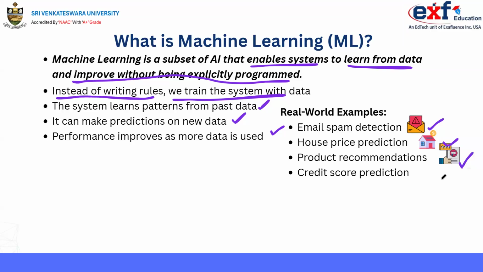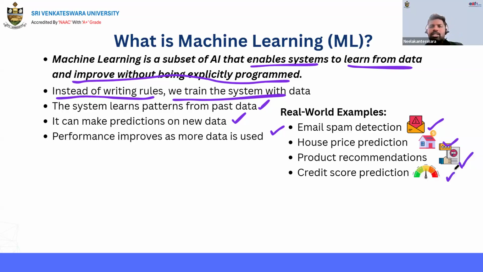Okay, next, credit score prediction. Already you know about credit score, right? It is very important in our life. If you want to take a loan, or any financial product, how they decide how financially stable you are is based on the credit score only. Whatever you want to take financially in the future, they will check your credit score.